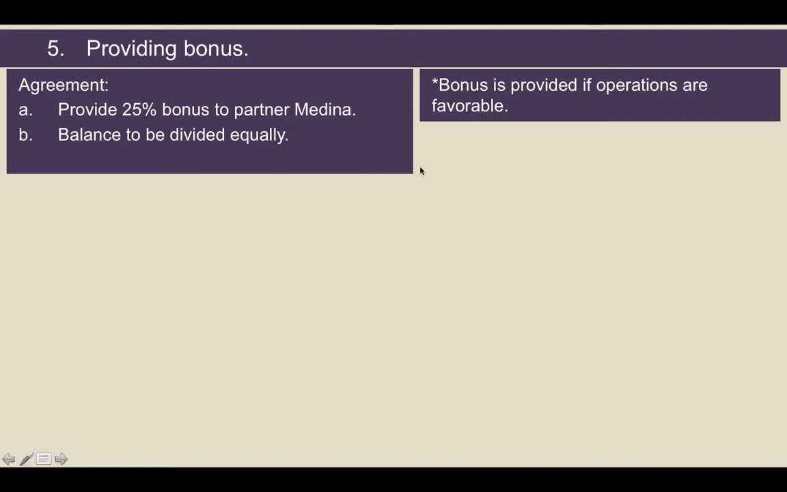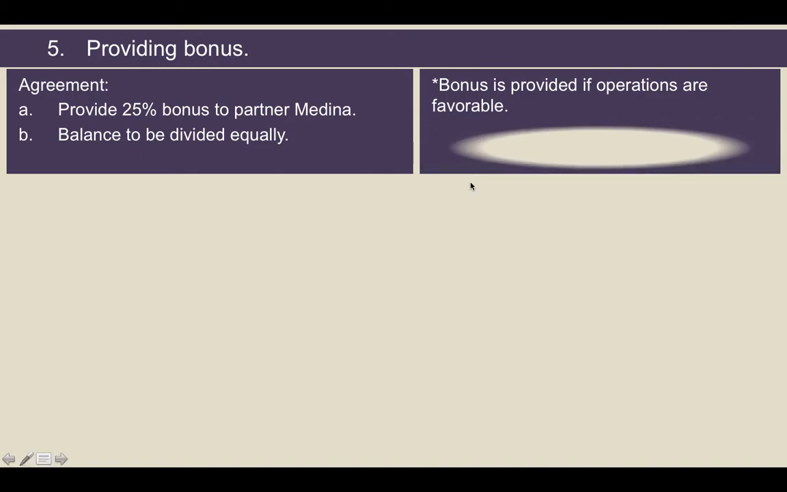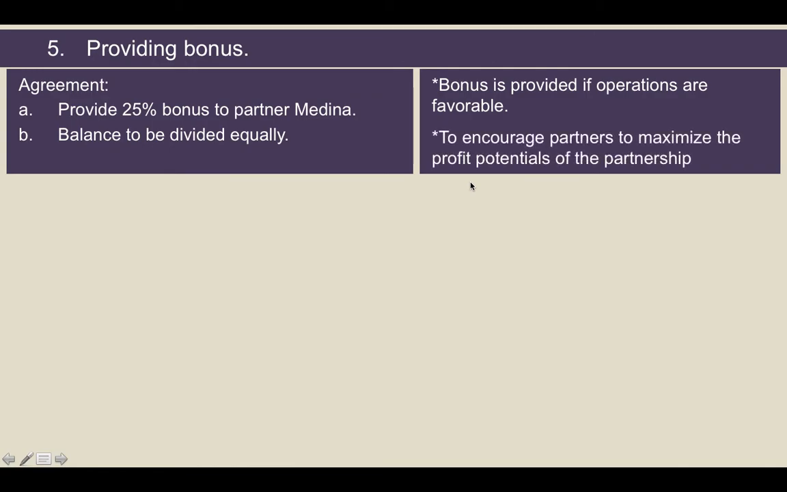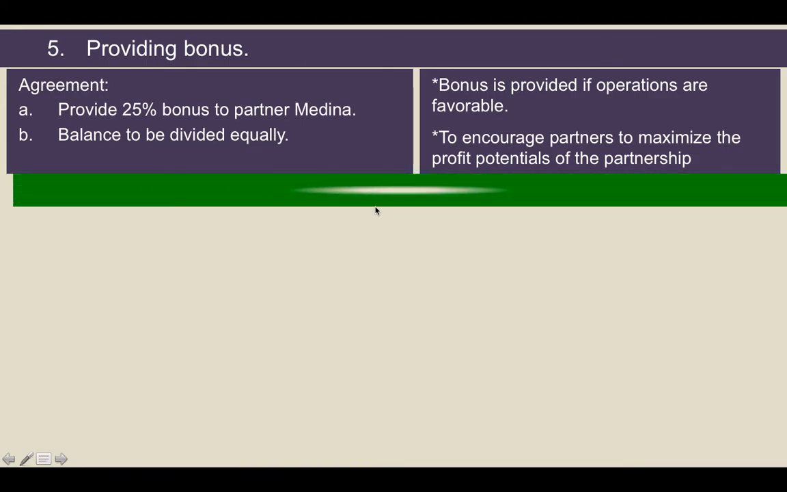So class, bonus is provided if operations are favorable, of course. That is obvious. And favorable would mean that there is a profit. The provision of bonus is to encourage partners to maximize the profit potentials of the partnership. Okay, class, in this we will have a net profit of 300,000.